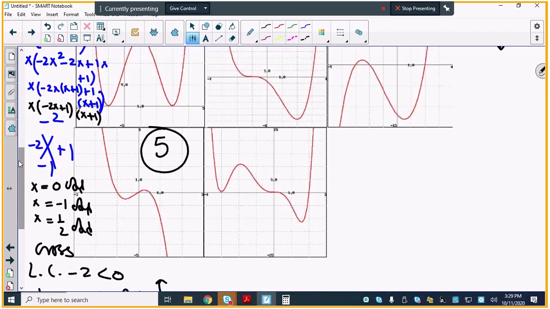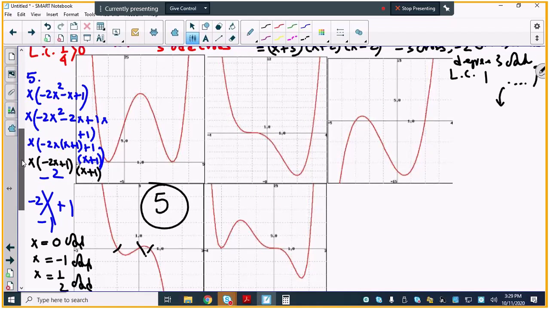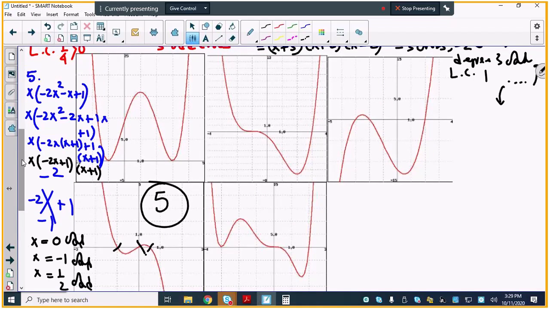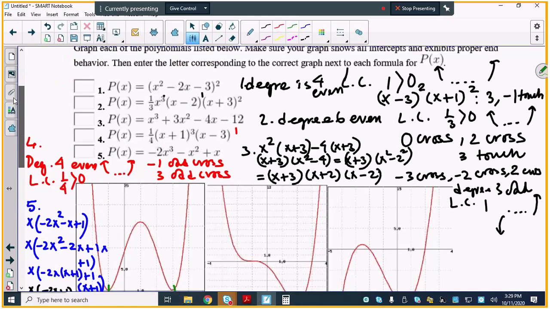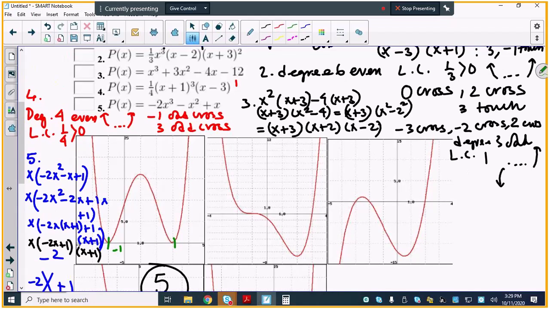And see the solutions here. The solutions are -1 crossing, 0 crossing, 1/2 crossing. So matches. The rest of the four, there are three of them that have both ends going up. If I look at the first one, I find solutions are at -1 and +2, and both of them are even multiplicity, both ends go up. Remember, that was the first situation. -1 and +3 are your solutions. Both of them are even multiplicity because it is touching and not crossing, and both ends are going up, so this is the first function.